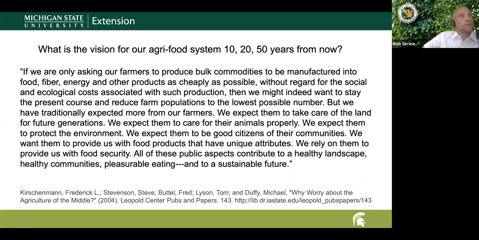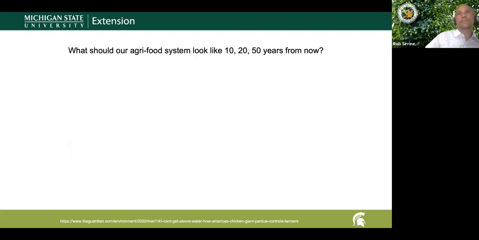But we have traditionally expected more from our farmers. We expect them to take care of the land for future generations. We expect them to care for their animals properly, to protect the environment, to be good citizens of their communities, and we want them to provide us with food products that have unique attributes. And we rely on them to provide us with food security. All of these public aspects contribute to a healthy landscape, healthy communities, pleasurable eating, and to a sustainable future.